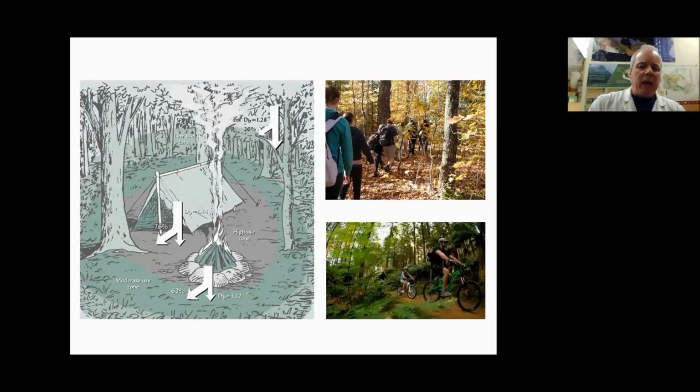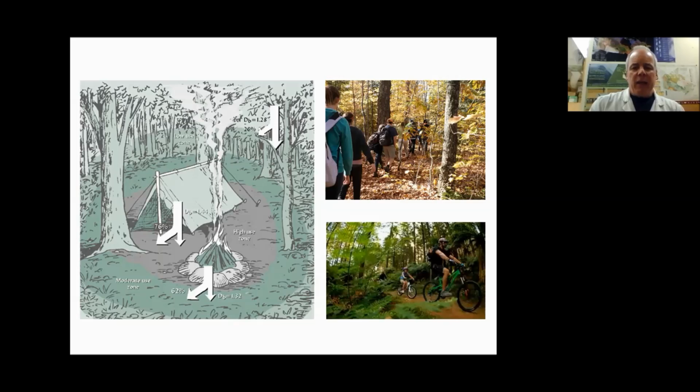Even just human activity in the forest can also cause soil compaction. On the left-hand side is a photo showing a campsite, and the area right around the tent is a high use zone and therefore a high compaction area. As you move away from the tent and to the outer rims of the campsite, you'll see moderate use and low use zones where you would have less compaction.